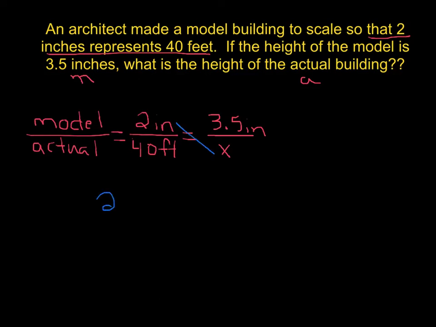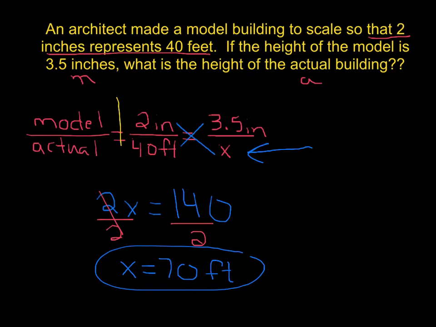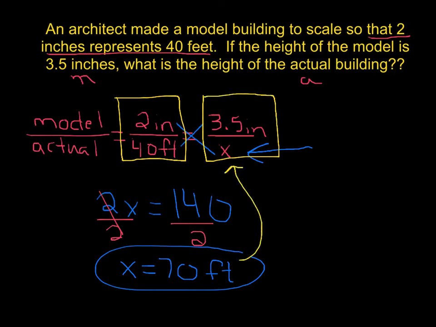So 2 times x equals 40 times 3.5, which is 140, and then divide by 2, so that x equals 70, and we're solving for actual dimensions, which are in feet. So if the scale represents 2 inches equals 40 feet, then that means 3.5 inches on the model would be 70 feet in actuality. So there is your lesson on proportions.